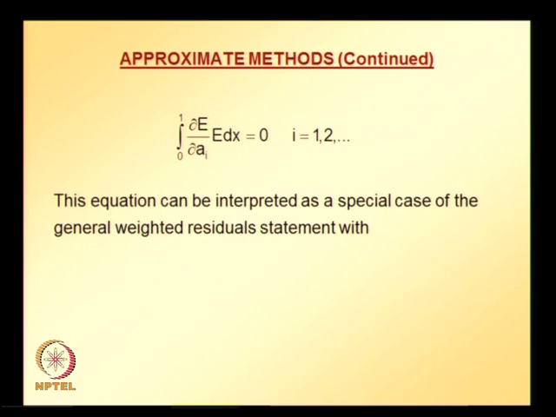This equation can be interpreted as a special case of the general weighted residual statement, where the weight function Wi is the partial derivative of the residual with respect to the unknown coefficient Ai. So this is about the least square weighted residual method, and now let us go back and solve the problem that we are looking at, the boundary value problem. So this is how the weight function can be determined in the least square weighted residual method.